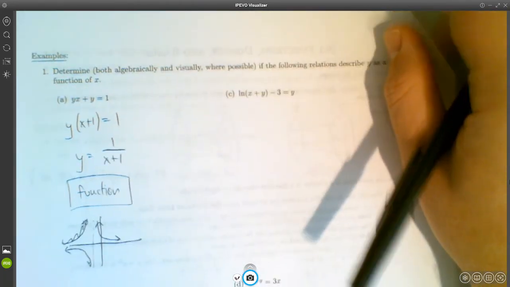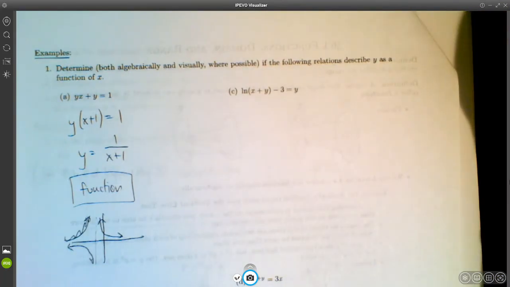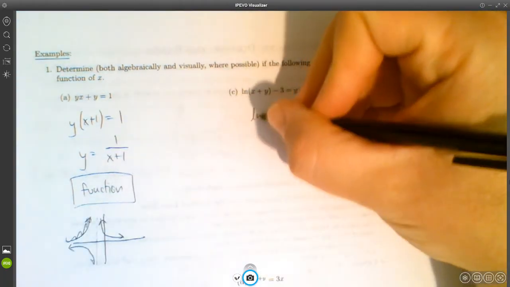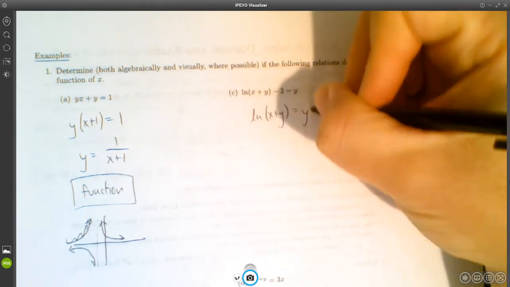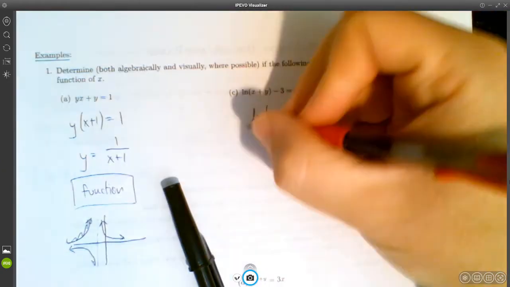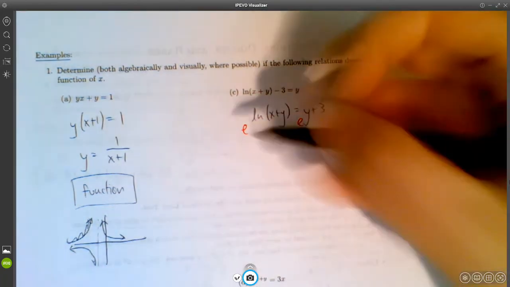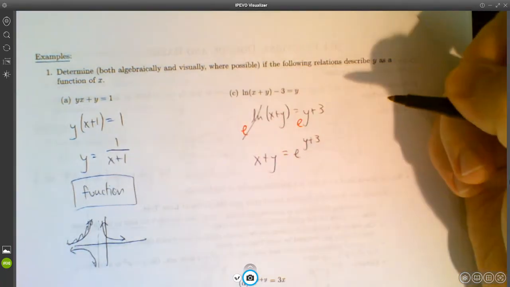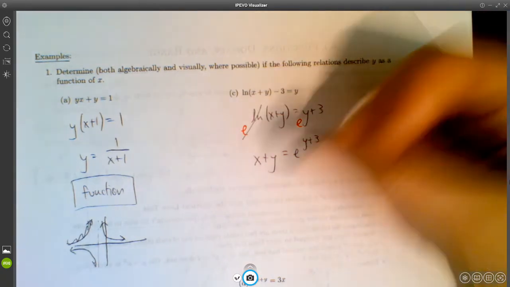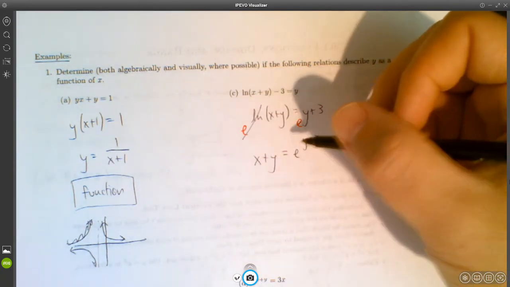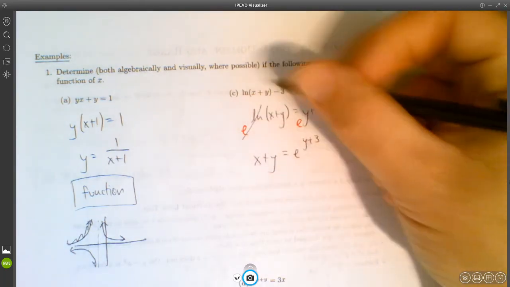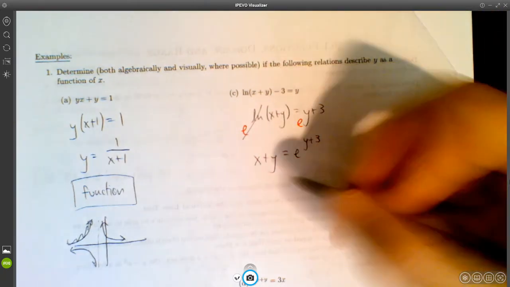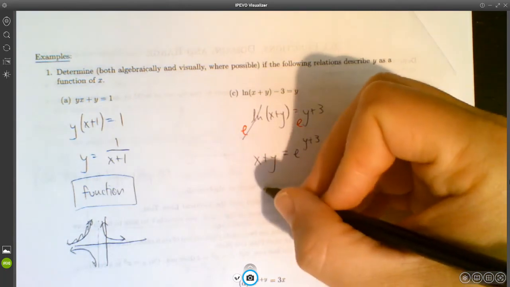Part C. Ln of x plus y minus 3 equals y. If we want to solve this thing for y, we better get rid of the natural log, so I'm going to move the 3 over, and then exponentiate. So I get x plus y equals e to the y plus 3. Well, I still haven't quite solved for y. I could solve for x by moving the y over, but that would just show that this is a function in y. But we want to show that this is a function in x.